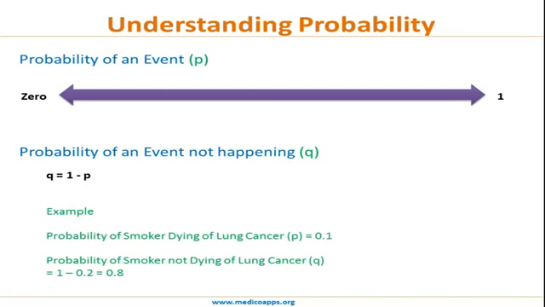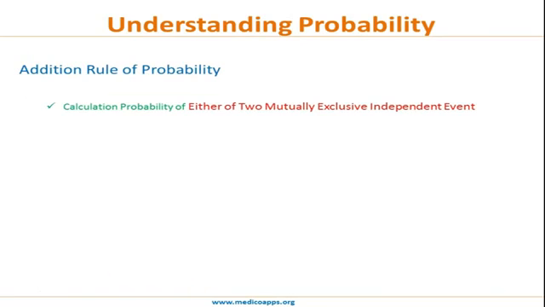Now there are two rules on probability. One is the addition rule and the other is the multiplication rule. Now, addition rule applies when you have to calculate the probability of either of the two mutually exclusive independent events. Now, I'd like to take some time to explain it. Two words I would like to focus on: either. So addition rule will be applicable only when you are using this term, either this or that, of two mutually exclusive independent events.